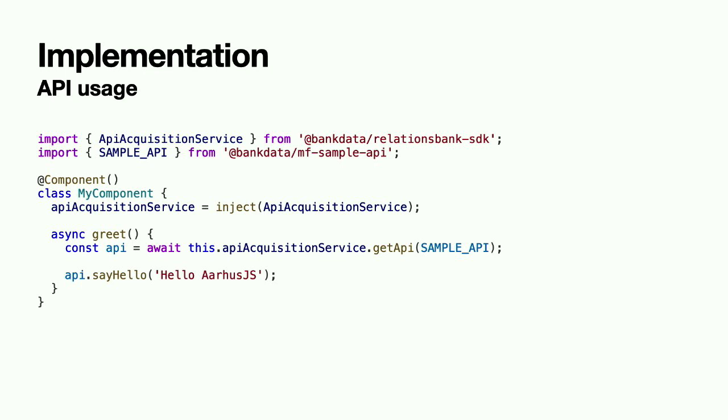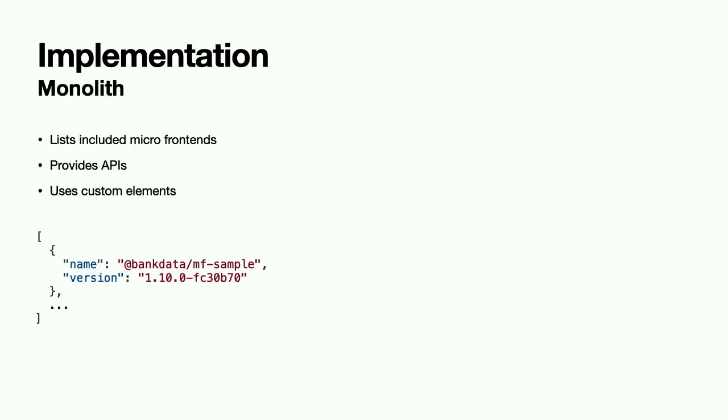Okay, so let's look at the monolith then. We have looked at the Micro Frontend and how it's just an Angular application, except we expose these elements and APIs. In the monolith, the only thing we have added is, for one, a list of all the included Micro Frontends. So again, kind of like the package.json file, you have this JSON file specifying all the Micro Frontends that are included in your version of your monolith.